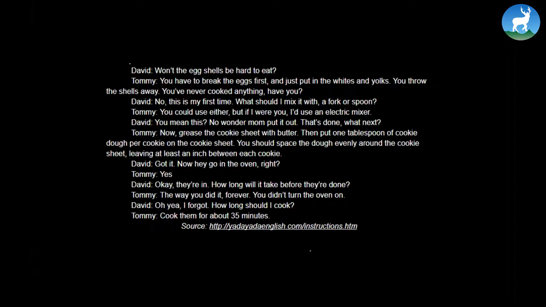You should space the dough evenly around the cookie sheet, leaving at least an inch between each cookie. David: Got it. Now, they go in the oven, right? Tommy: Yes. David: Okay, they're in. How long will it take before they're done? Tommy: The way you did it, forever.